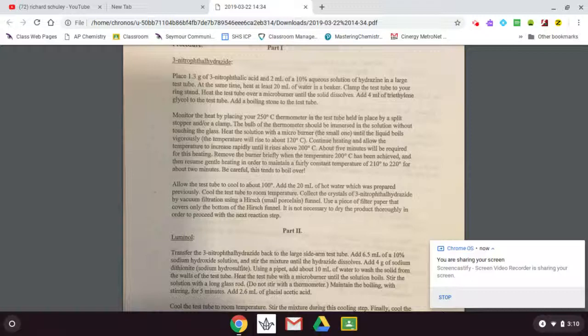Then you're going to put 20 milliliters of water in a beaker. You're going to clamp that tube to the ring stand. You're going to heat over the micro burner. So we'll get out those little miniature Bunsen burners that you should have in your drawer. If we don't, we'll locate them. We may end up just using a large one. And then what you're going to do is heat that until it dissolves. Then you'll add 4 milliliters of triethylene glycol, basically antifreeze. And you add a boiling stone.